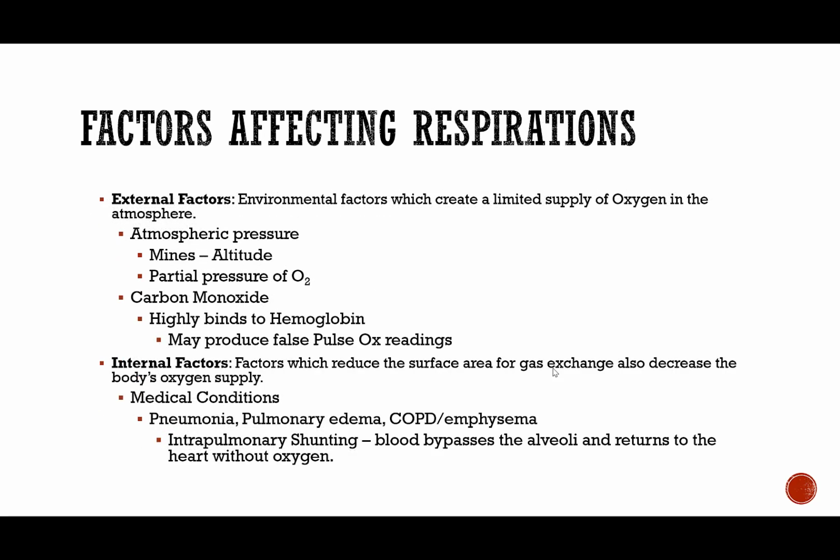Respirations. You have two types of factors that can affect respirations, external and internal. External are environmental factors, right? And this is because you've limited the supply of oxygen. So things like atmospheric pressure, somebody's in a mine or they're at a high altitude, they have partial pressure, right? They don't have enough oxygen in the environment around them. There's carbon monoxide. We've talked about how it binds to hemoglobin, and this could create false pulse ox readings. So all of these are external factors.